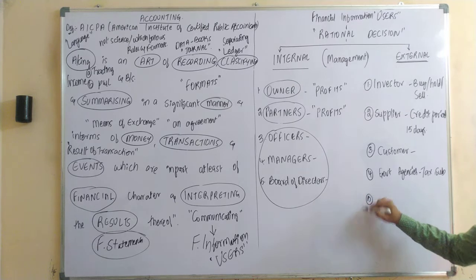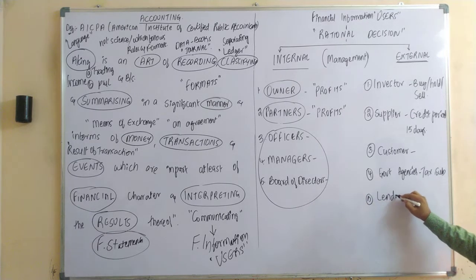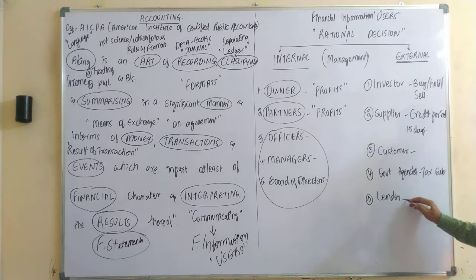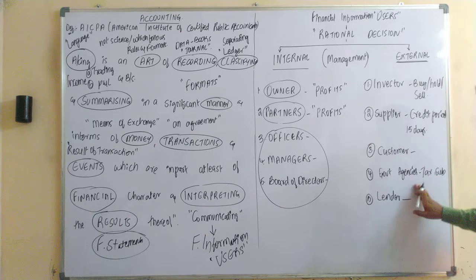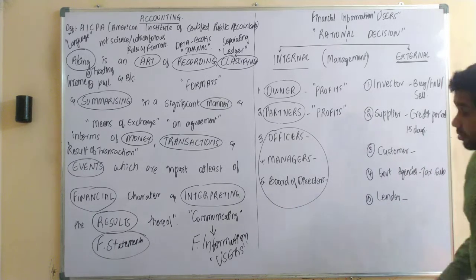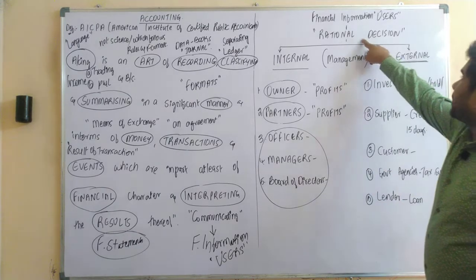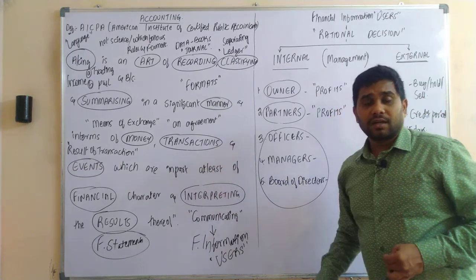Your fifth external user is your lender. Sir, who is a lender? A lender is a person who lends the money to the company on interest basis. Yes or no? So that means he would be giving you some loans. So as he is giving some loans to the company, what type of rational decision can Mr. Lender take depending upon the financial statement, sir?